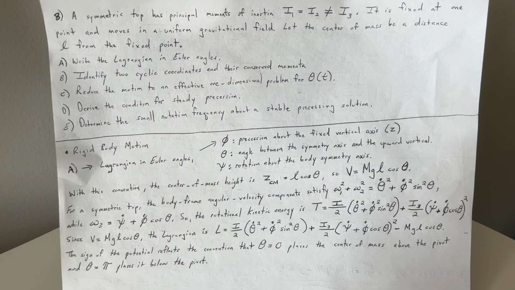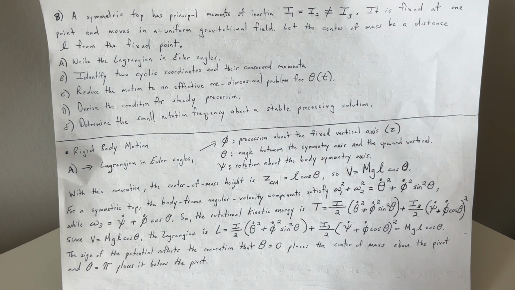Part B, identify two cyclic coordinates and their conserved momenta. Part C, reduce the motion to an effective one-dimensional problem for theta of t. Part D, derive the condition for steady precession. And Part E, determine the small nutation frequency about a stable precessing solution.